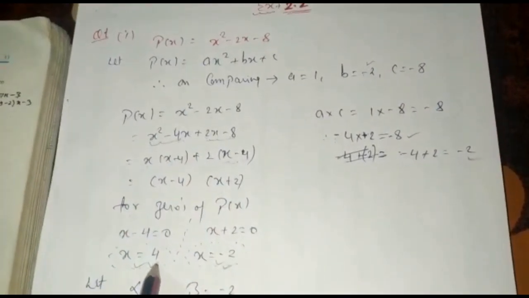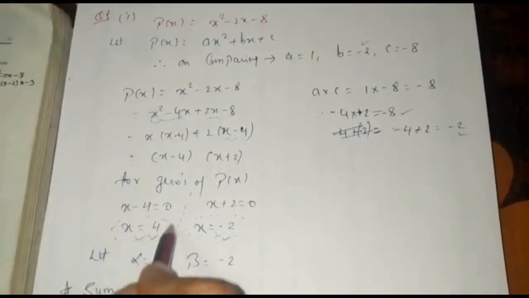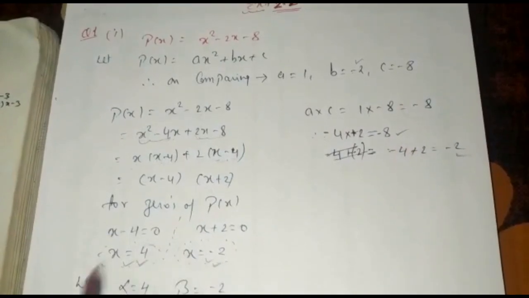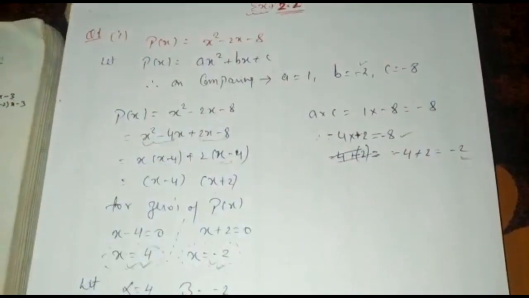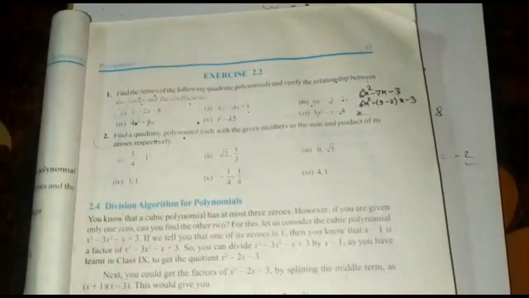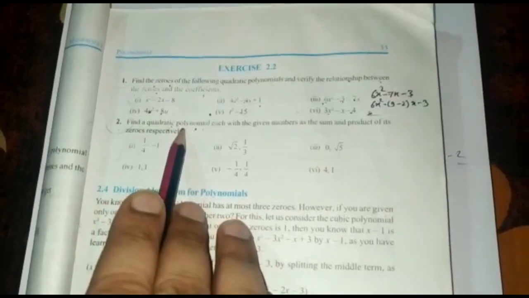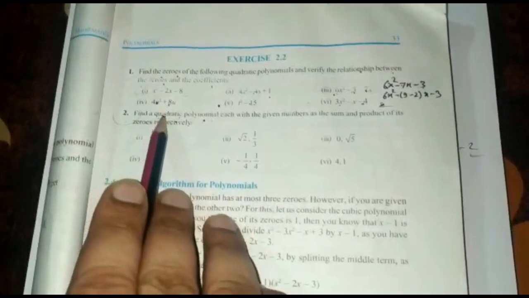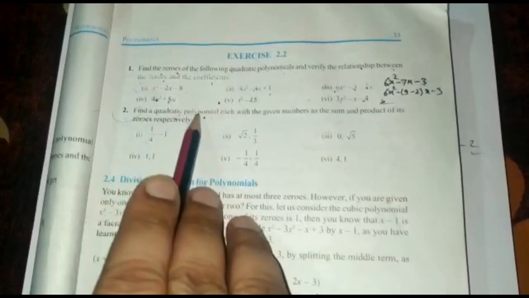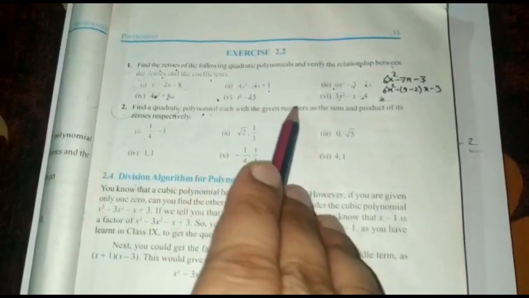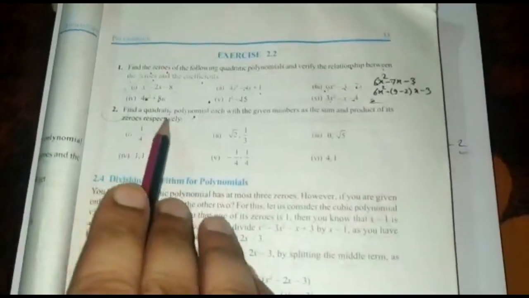Now the question is reverse. These zeros are given to us, and we have to find the polynomial equation. So we have to follow the reverse process to find the polynomial equation. Let us see this question in our book. Find a quadratic polynomial. Quadratic means the degree of the variable is 2, each with the given number as the sum and product of its zeros respectively.